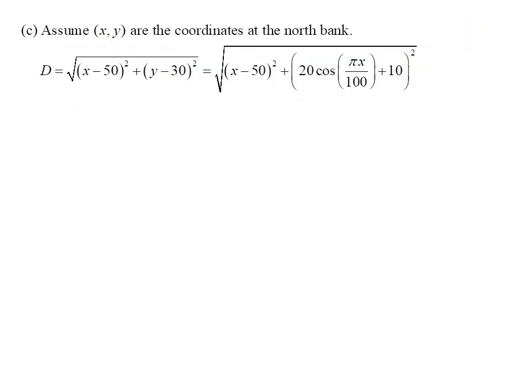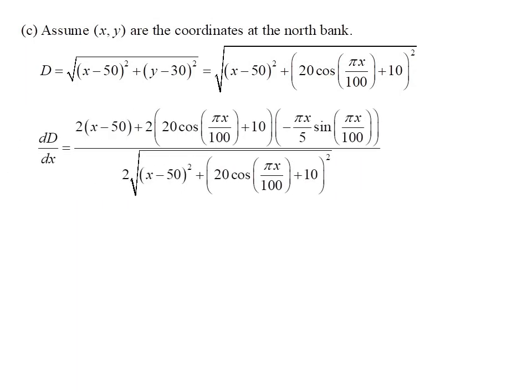Since part C is to find the minimum distance that the swimmer swims from point P to the north bank of the river, we assume x, y are such coordinates at the north bank. Hence the distance d equals the square root of (x minus 50) squared plus (y minus 30) squared, which equals the square root of (x minus 50) squared plus (20 cosine(pi x over 100) plus 40) squared.